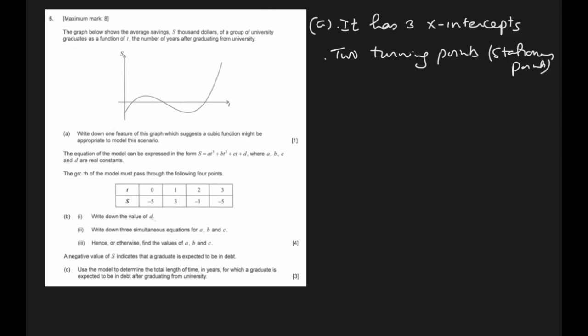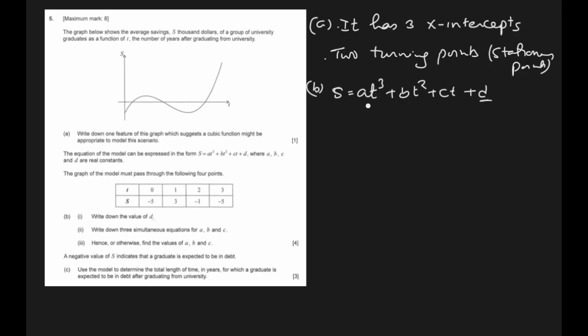All right, the equation of the model can be expressed as this, okay? The graph of the model must pass through those points, that means these are the actual points. Write down the value of D. The value of D is actually, let me write the equation first. And the equation is S equal to AT cube plus BT square plus CT plus D. Now the question is, write down the value of D. How can I find D?